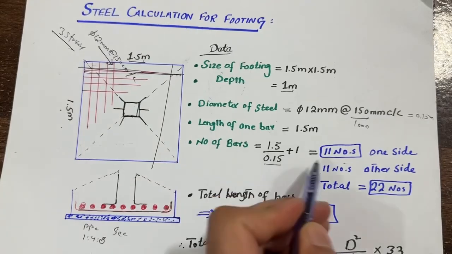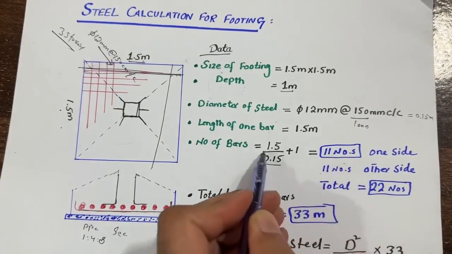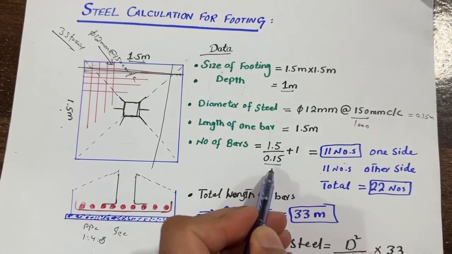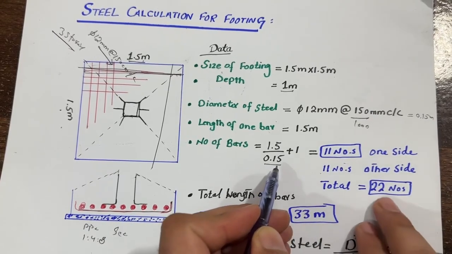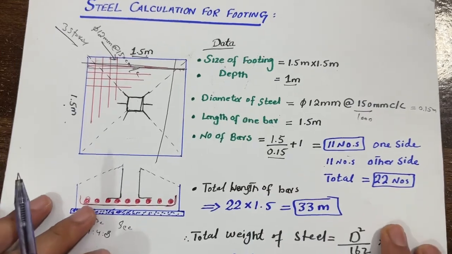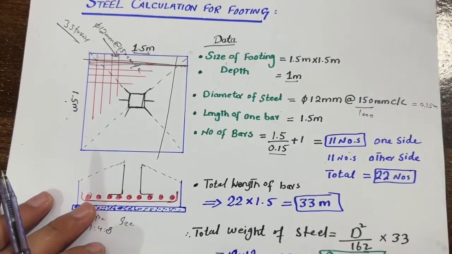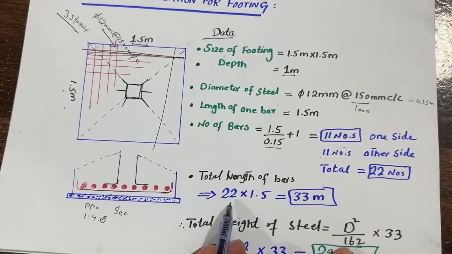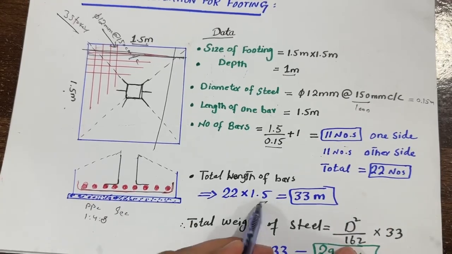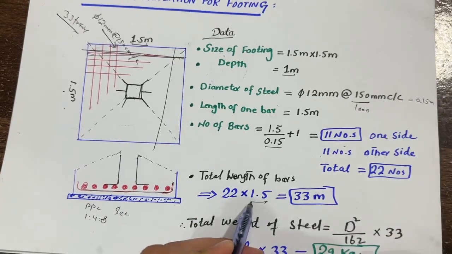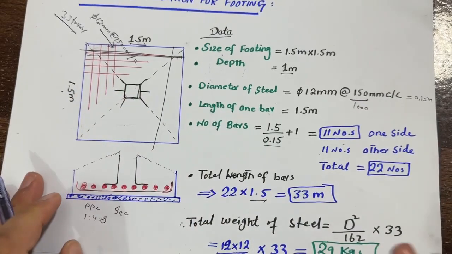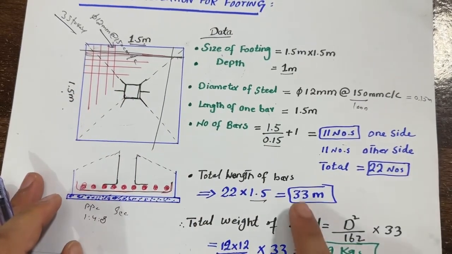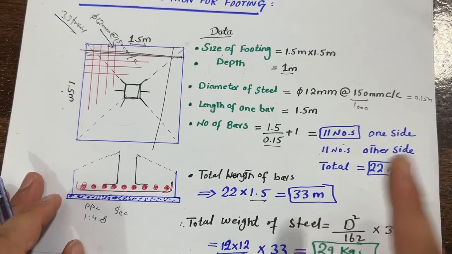So on one side we require 11 numbers of steel rod, length divided by center to center spacing 0.15. So the total number required is 22 steel rods, which have a length of 1.5 meter for each one. So the total length of bar is 22 multiplied by 1.5 meter, the length of one steel. So the total length required for this footing which we want to construct is 33 meter.